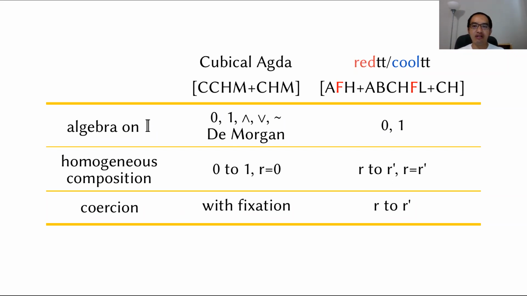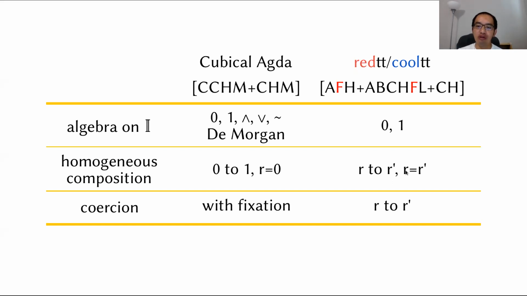And in redtt or cooltt, we have a much simpler algebra on the intervals. So this is the Cartesian cubical type theory that I'm talking about today. You have 0 and 1 and variables, and that's it. But homogeneous composition is much richer. You can go from any diagonal to another diagonal, or 0 to 1 or 1 to 0 or whatever. So r to r prime is going to summarize all possibilities, and you can have r equal to r prime. So r can be again 0 or 1 or a variable.